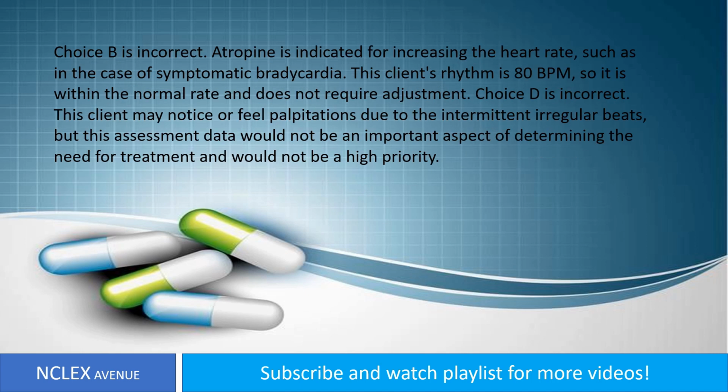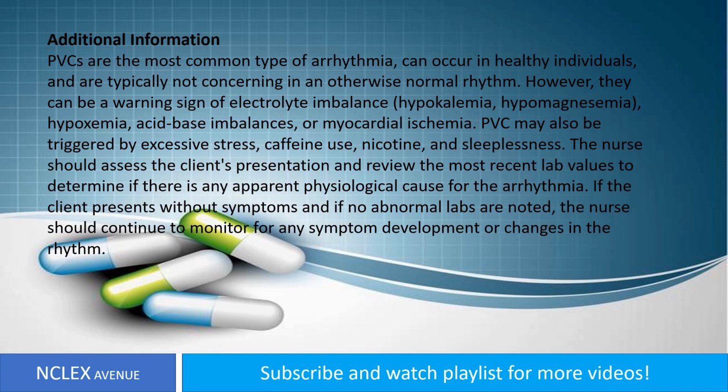Choice B is incorrect. Atropine is indicated for increasing the heart rate, such as in the case of symptomatic bradycardia. This client's rhythm is 80 bpm, so it is within the normal rate and does not require adjustment. Choice D is incorrect. This client may notice or feel palpitations due to the intermittent irregular beats, but this assessment data would not be an important aspect of determining the need for treatment, and would not be a high priority.